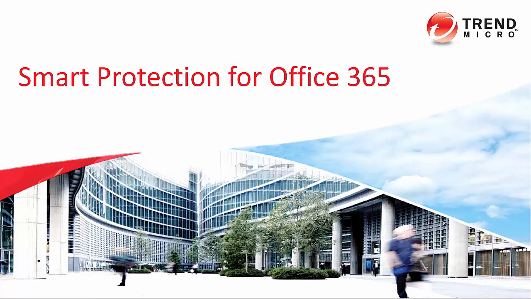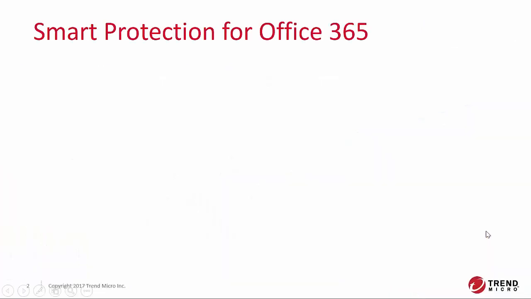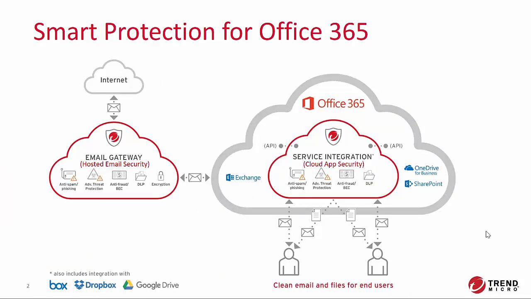Welcome to the demo video of Smart Protection for Office 365. Smart Protection for Office 365 is a bundle which combines hosted email security, our email gateway, and Cloud App Security, our API-based service integration. Combining the two solutions gives our customer the best of both worlds, offering inline inbound protection for spam, phishing, and advanced threats, as well as detection of internal phishing attacks. Cloud file sharing protection for OneDrive, SharePoint, Box, Dropbox, and Google Drive is also available.